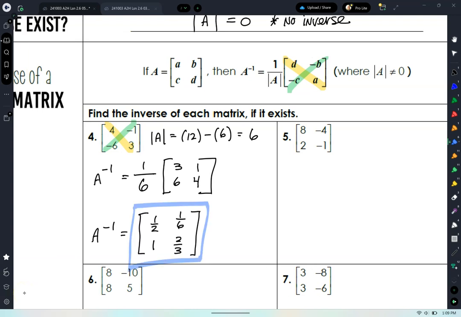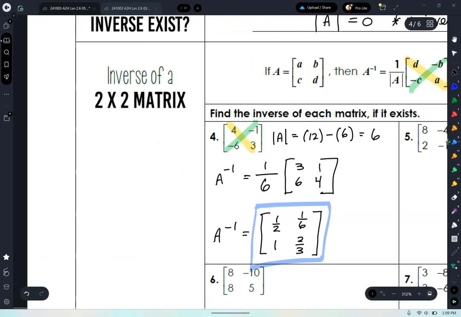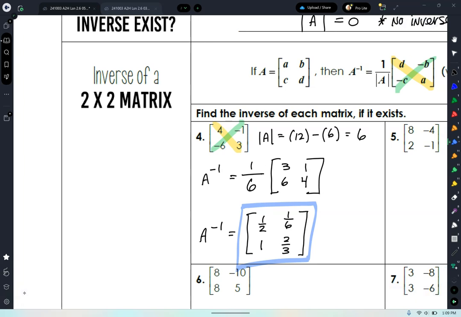No, because you have to go A to the -1. That's it. Is it? How would you prove it? You're going to prove it right over here, right now.